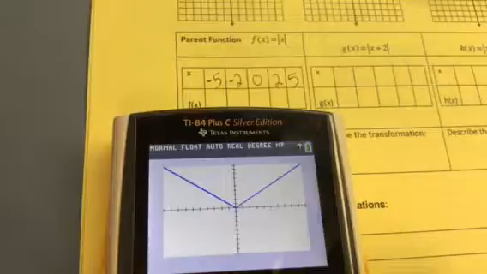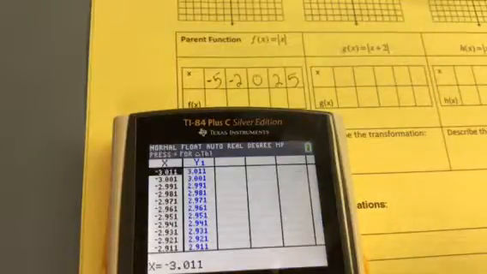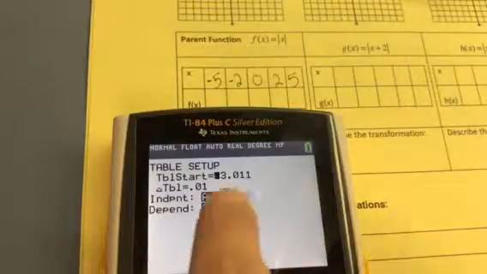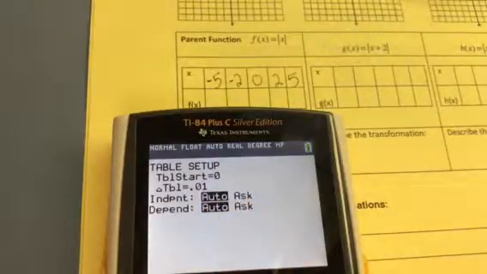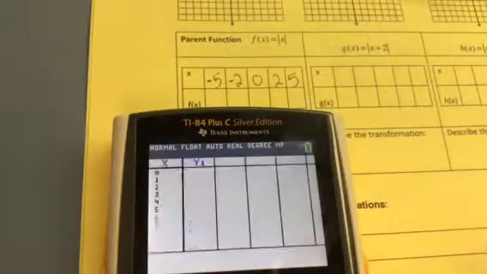So hit second graph. And so yours won't look like this. I need to get mine into the right setting. This is a different calculator than the one I had there. So I'm going to press second window. You should not need to do this. I'm going to have my table start at 0, and I'm going to have it go up by 1. This is what we did last time. So now I'm going to go back to my table.